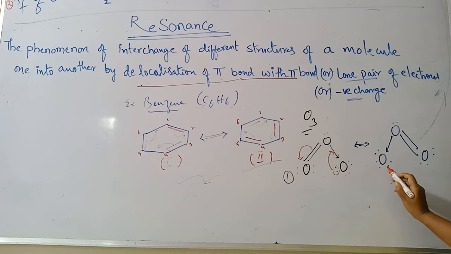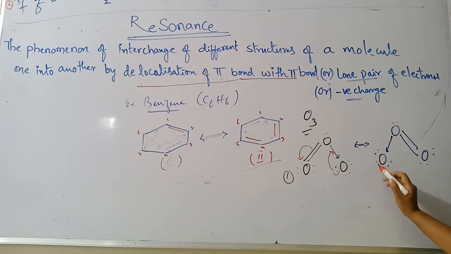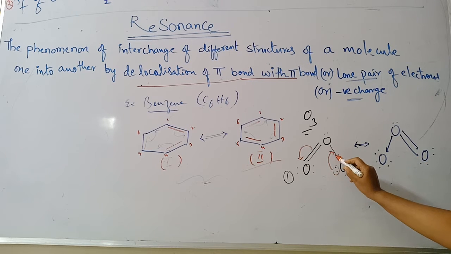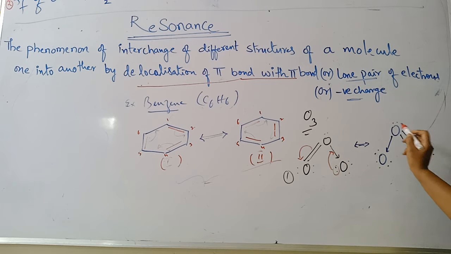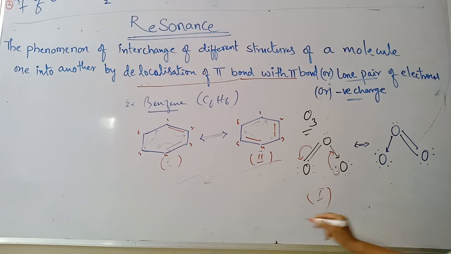So what happens? Initially 2 pairs of electrons, now 3 pairs of electrons, because a bond means 2 electrons. And here it was a single bond between the second and third oxygen, but now it is a double bond between the second and third oxygen. So these two are what? Interchanging structures. So like benzene, ozone also shows two resonance structures.